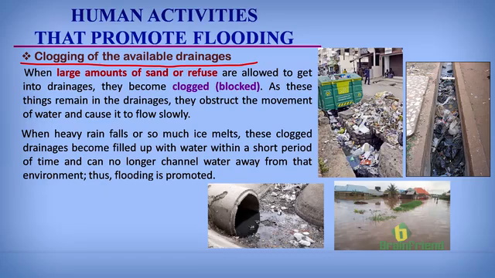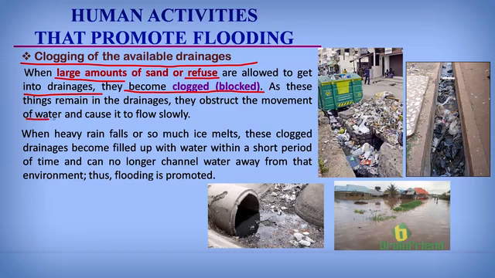So when large amounts of sand or refuse are allowed to get into drainages, we're referring to well-constructed drainages in this case, these drainages could become clogged. They will get blocked by refuse, by sand, and so on. All of these things, the refuse and the sand, could remain in the drainages and obstruct the movement of water along such drainages. And when this happens, it could lead to flooding.